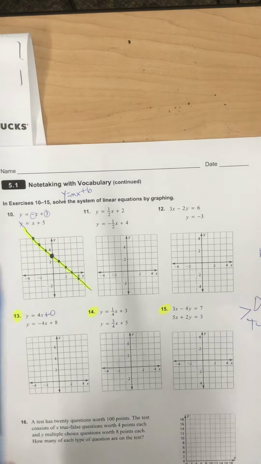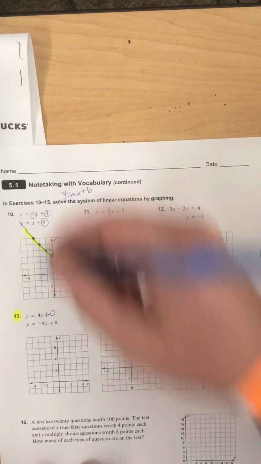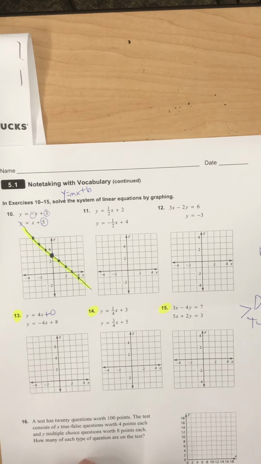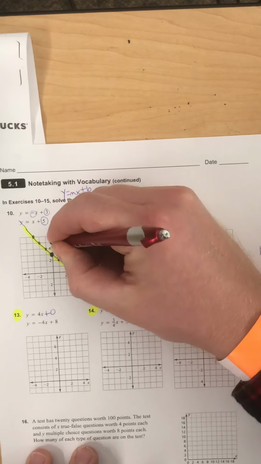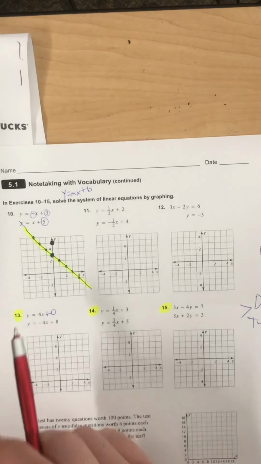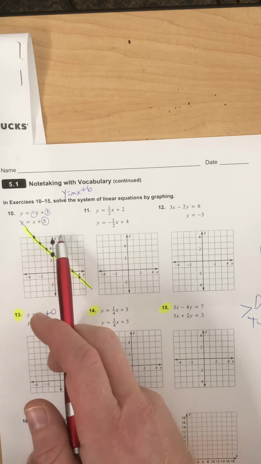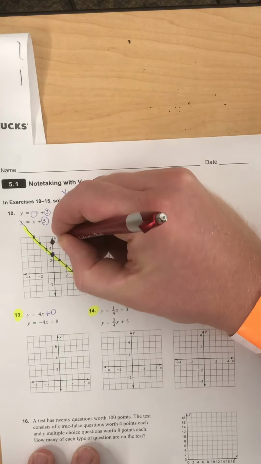What's my y-intercept of my second equation? Well, my y-intercept is positive 5. I want to get a different color here. Oh, shoot. I'll just do black right there. Positive 5 is right here. Okay. Now, my slope is positive 1. So I'm going up 1, over 1, up 1, over 1, up 1, over 1. So let's do that.